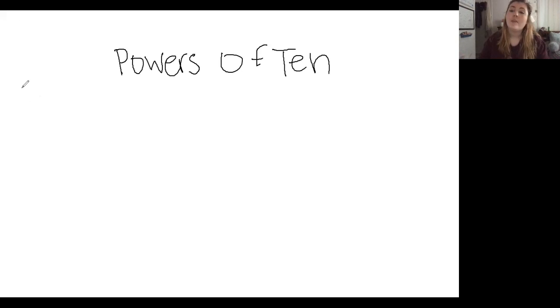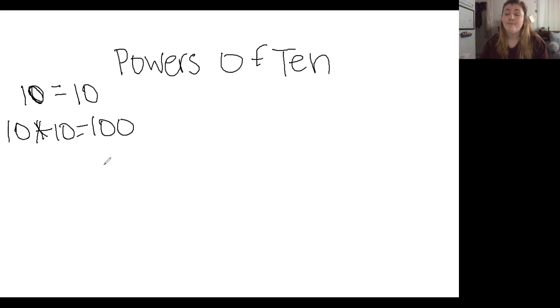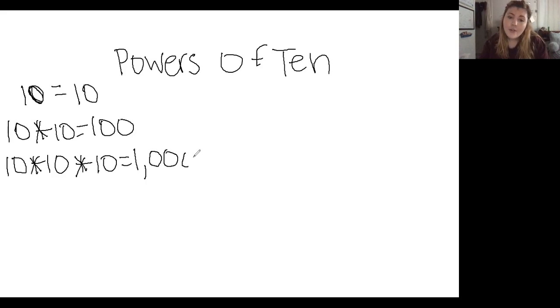So let's just look at the number 10. 10 is equal to 10. Well, what if we wanted two 10s and we're going to multiply those together? So we're going to multiply 10 times 10, and we know that that equals 100. Let's do 10 three times. 10 times 10 times 10 equals 1,000.